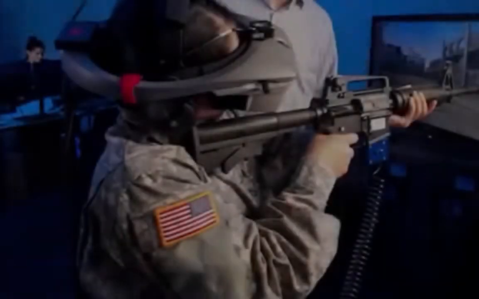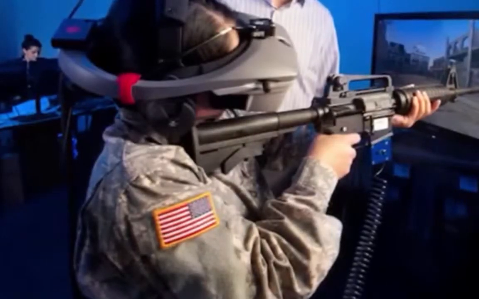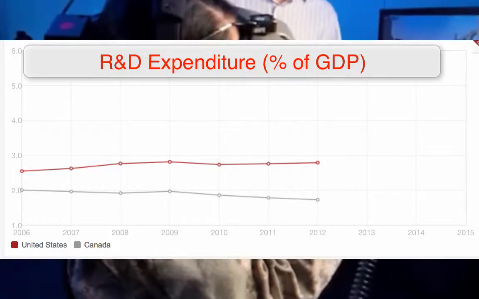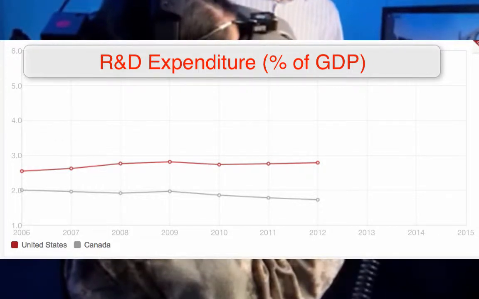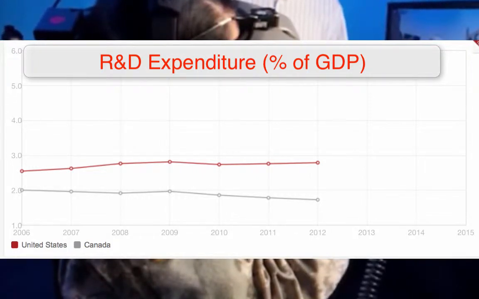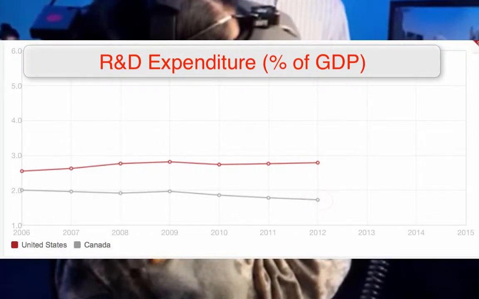As we can see in the next image of R&D expenditure as a percentage of GDP, we notice that the most recent information comes from 2012, where Canada has slightly less a percentage of GDP compared to the US, with Canada at a 1.8 and the US at a 2.9.